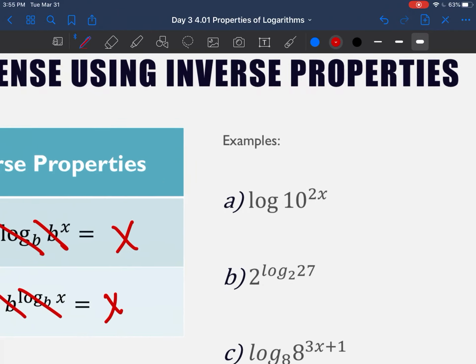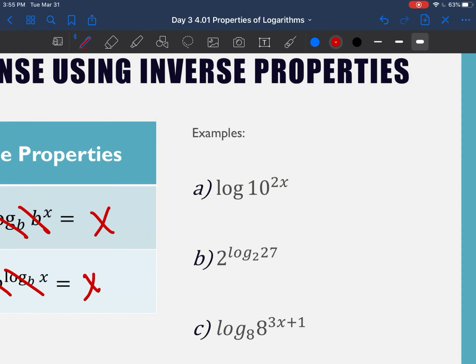So this first example, well, it's missing something, right? It's missing that base here. So whenever it's missing a base, that's a common logarithm. So you assume that it's a 10. And then since the base matches the base of the exponent, they're going to cancel out. So this gets rid of this. Final answer is 2x.